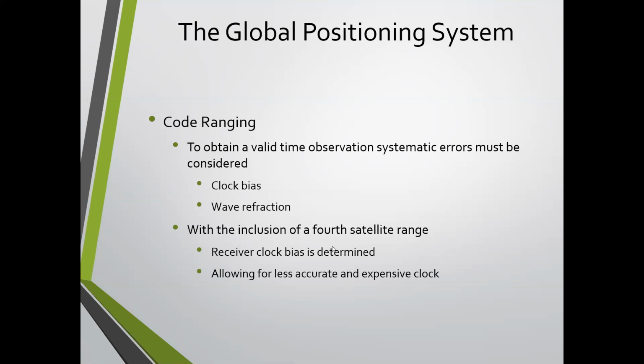Well, the same thing's happening here with these types of systematic errors. Because of that, we can do that. So we have two major things: clock bias and wave refraction. Now, wave refraction is probably a little bit harder to observe, but clock bias is actually easy to resolve. So when we include a fourth satellite in the range, we can basically get rid of that clock bias, or actually determine it.